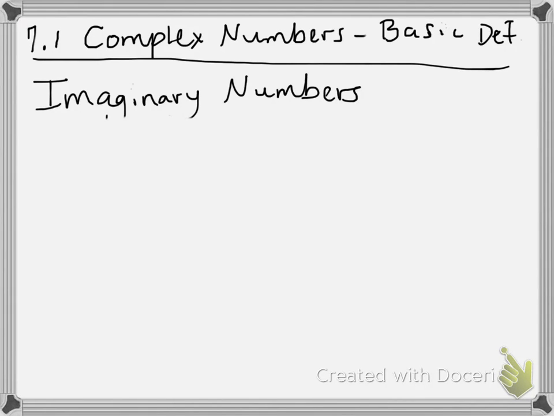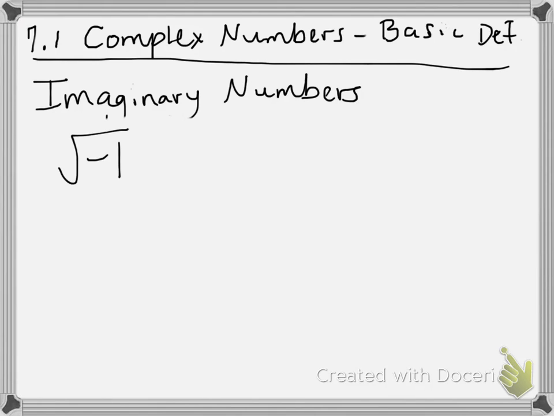Alright, here is the video notes for section 7.1, complex numbers. We're going to talk about some basic definitions today. So all about imaginary numbers. So we've kind of talked about this a little bit. Imaginary numbers, that's when we take the square root of a negative 1.